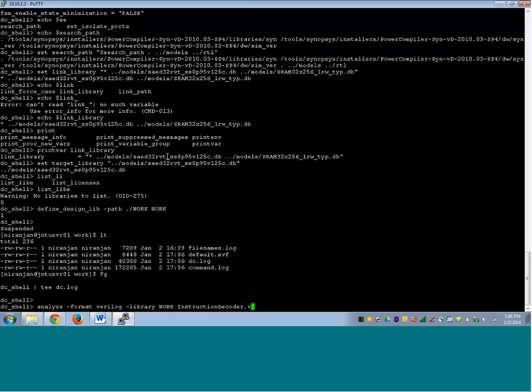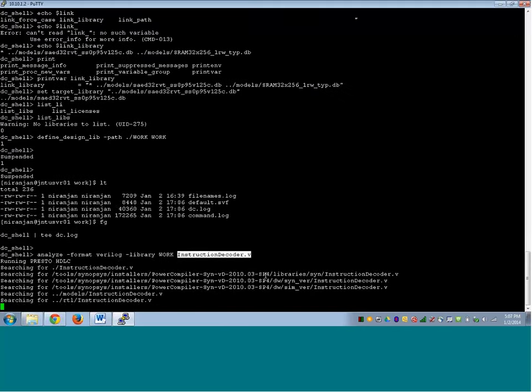So you could either use analyze and elaborate or read file. I am using analyze and elaborate, it is much more intuitive. So analyze minus format verilog and I tell minus library work. Now here I map the library work to the physical directory which is also called work and I read in this file. Now please note I haven't given the full path for instruction decoder.